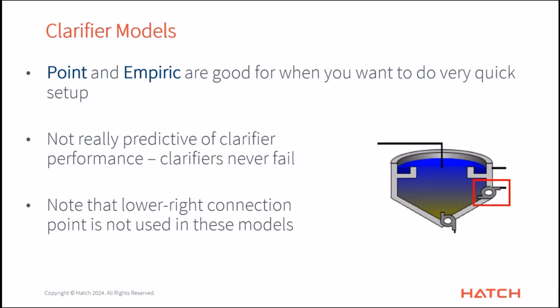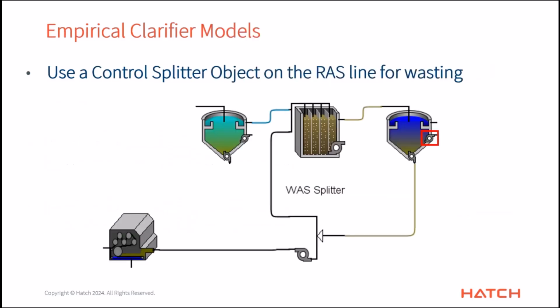So just keep that in mind. Also note that this lower right connection point is not used in these models. So if you're used to wasting from that section, note that that's actually not used. There's really only the overflow and the underflow. And if you want to use this kind of model, the most common way to deal with this, since we're not using this one to waste, is to take your RAS, and as you're on the way back to the head of your plug flow activated sludge tank here, run it through a control splitter.